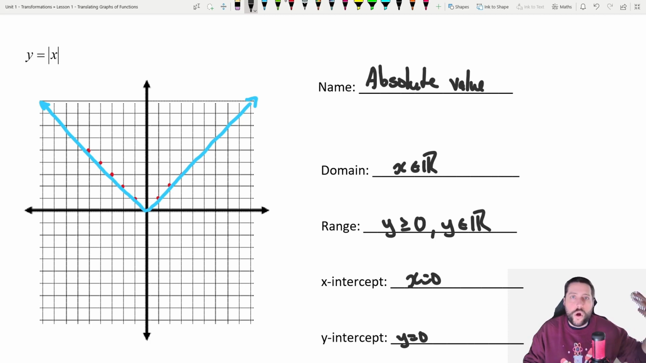But essentially, those are the parent functions that we will be looking at throughout this unit. Make sure that you understand how the original graphs look, because what we are going to do is stretch, compress, and move them around. But those are the original functions.